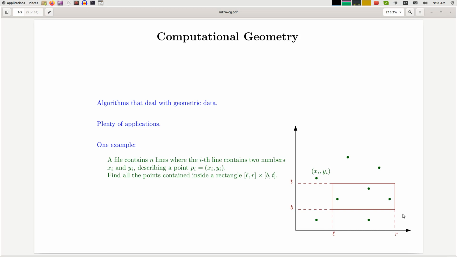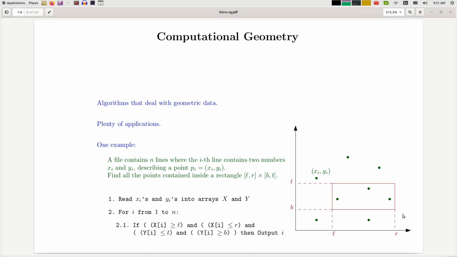Okay, so I hope you have paused the video to think about this. Now I'm going to give you the solution, which is probably not too surprising. It's relatively easy. First thing you do is read your data, so you read the xi and yi's into some sort of data structure, such as arrays. It doesn't really matter. And then we run a for loop. In the ith iteration of the for loop, we check the coordinates of the ith point. If the xi coordinate is between L and R, and the yi coordinate is between B and T, then that point is inside the rectangle, so we output it.